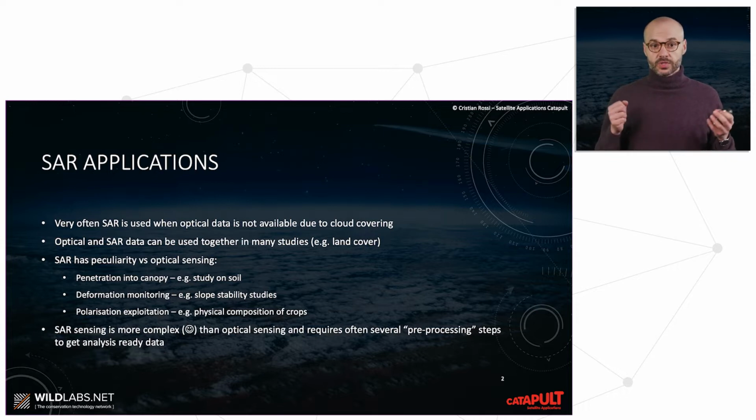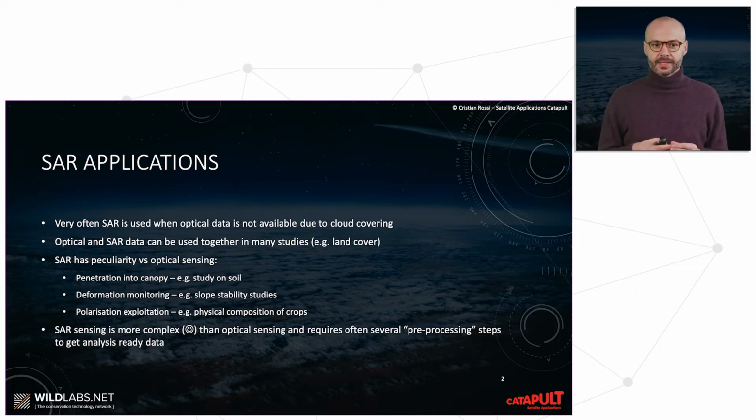Another use is on deformation monitoring, such as slope stability studies. This is another advantage versus optical data. I mentioned in the theoretical overview of SAR that there were two components of SAR images, amplitude and phase. Just looking at the phase in this case, we can study how the ground is moving at millimetric scale, as we will see later. Or we can go a bit more into physics just by looking at different properties of the signal, called polarization in this case, to study, for example, the physical composition of crops.